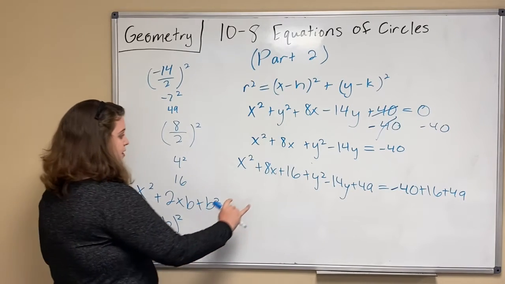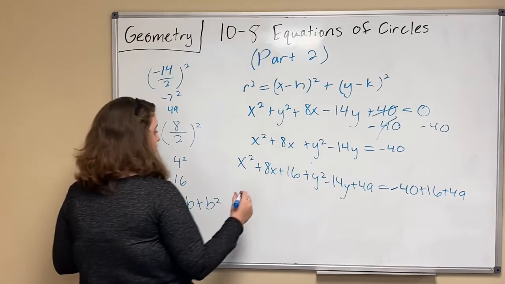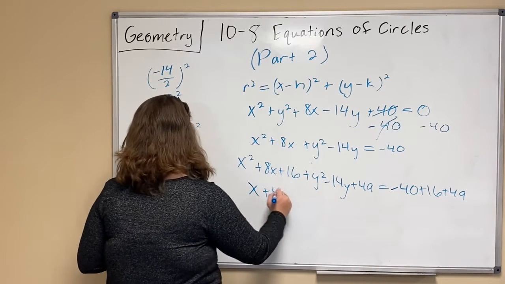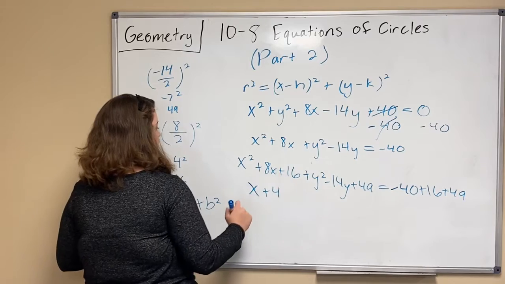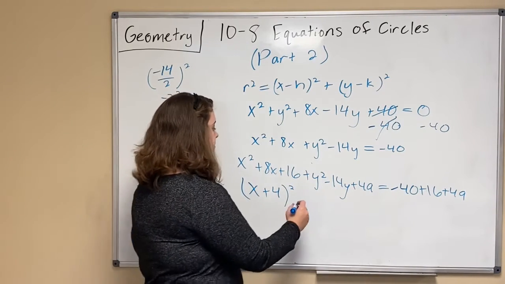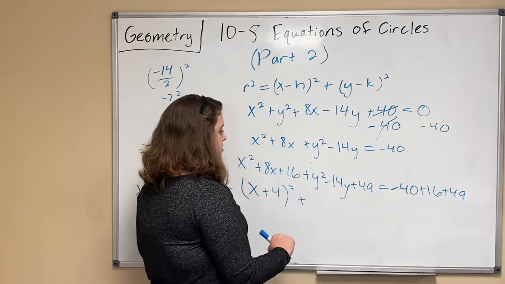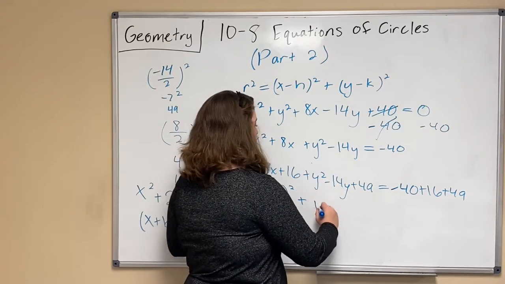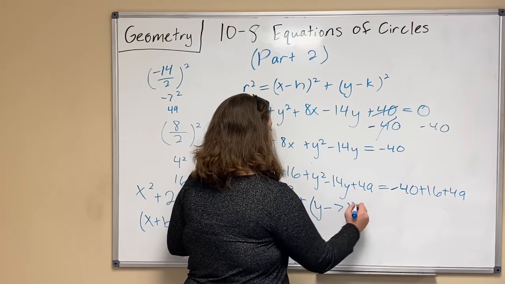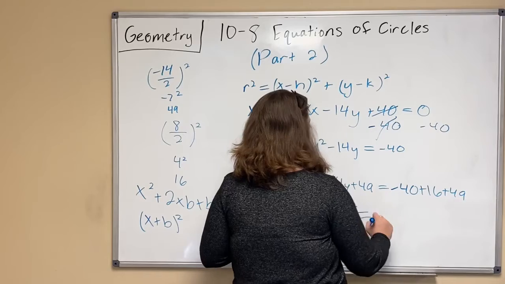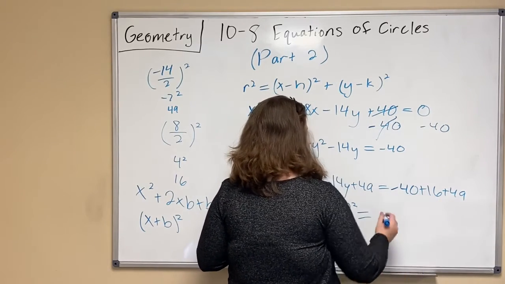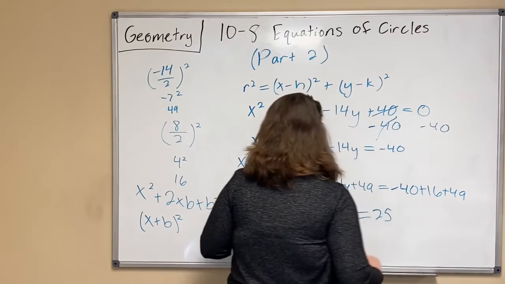Okay, so I'm going to take this now, and I'm going to go x plus 4, because that's the square root of this, squared, plus y minus 7 squared equals negative 40 plus 16 plus 49, which is going to give us 25.